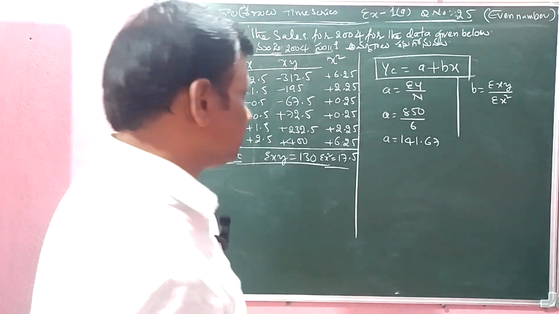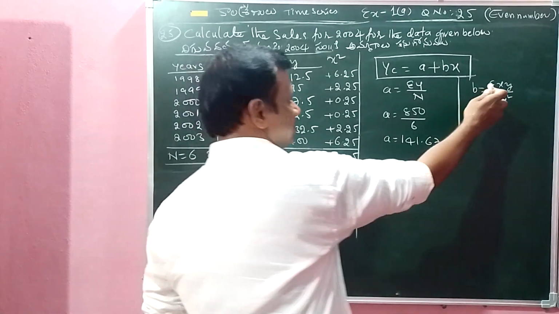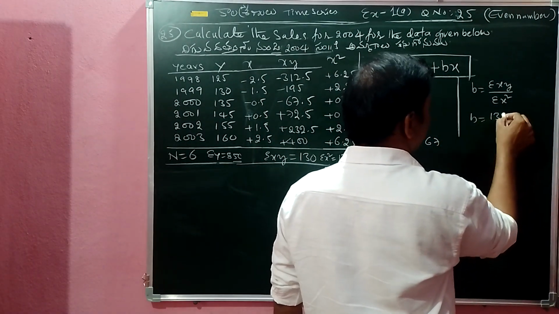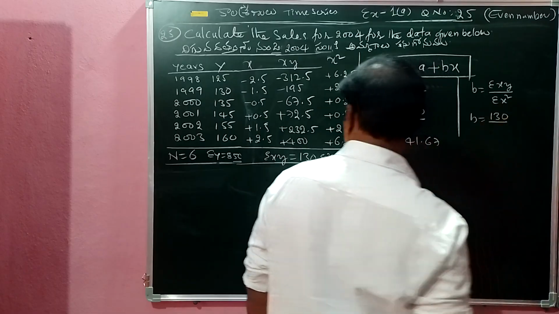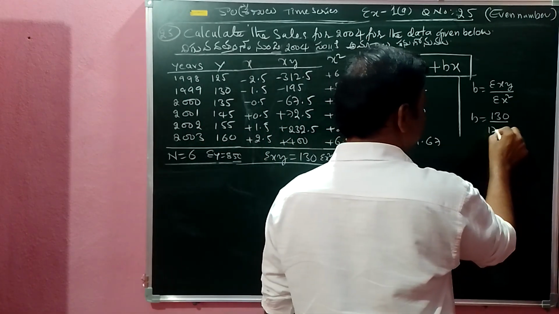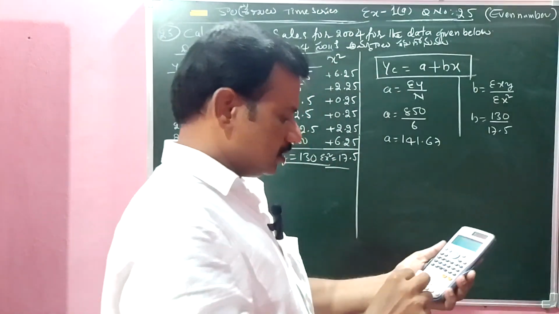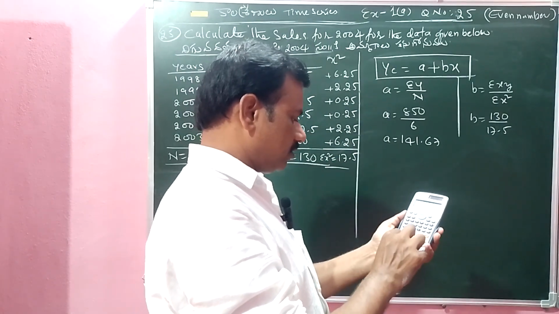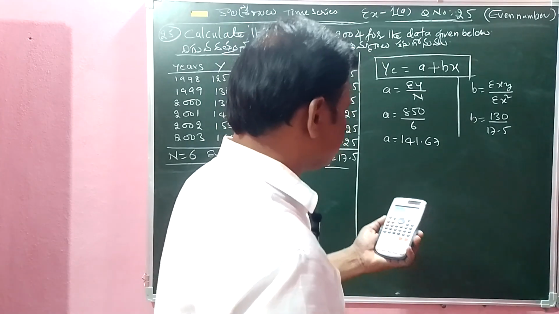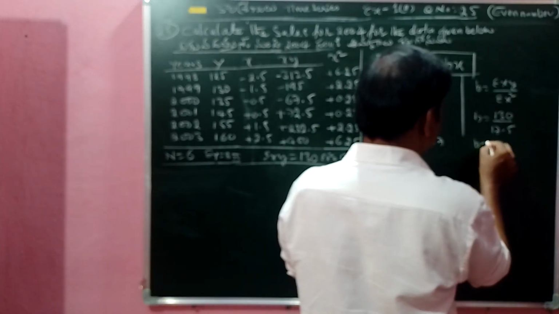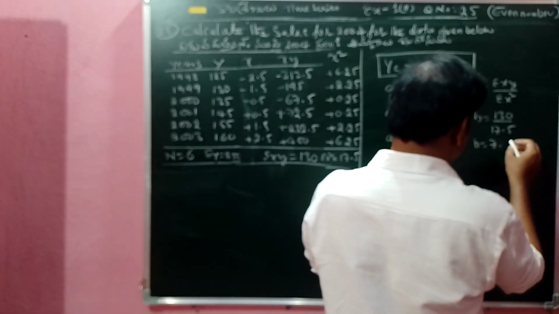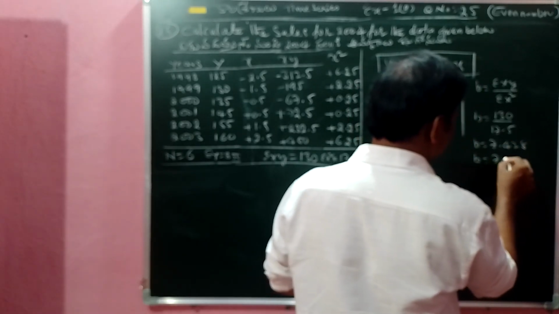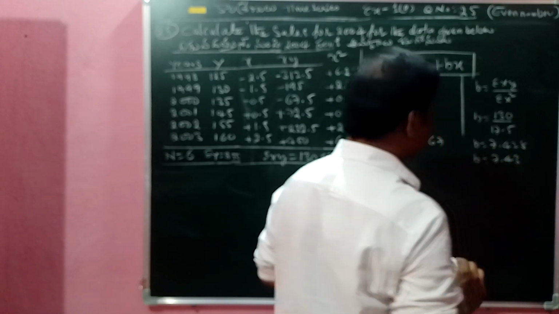So let us calculate B value. Here sigma xy value is 130. So B equal to 130 divided by sigma x square value, which is 17.5. So 130 divided by 17.5 is 7.428, that means B equal to 7.43.